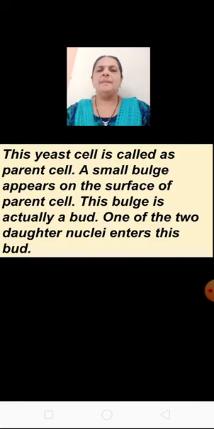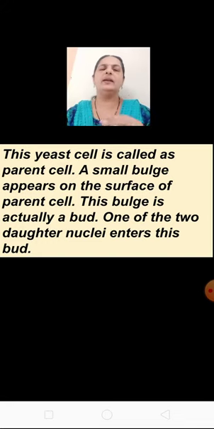You can see this yeast cell is called the parent cell. How this process takes place: a small bulge appears on the surface of the parent cell, and this bulge is called a bud. One of the two daughter nuclei enters the bud. So the nucleus also divides and one small daughter nucleus enters the bud. So every bud will have a nucleus also.